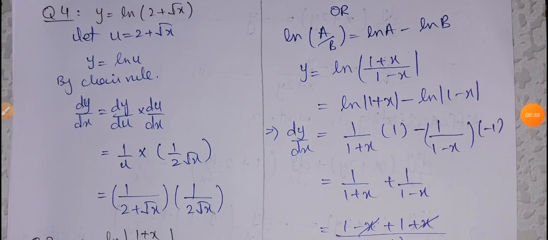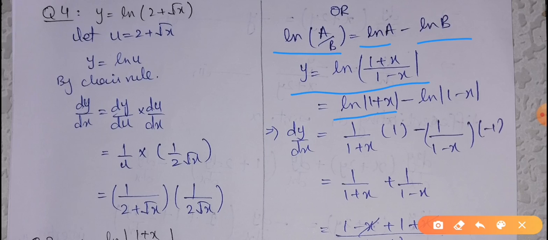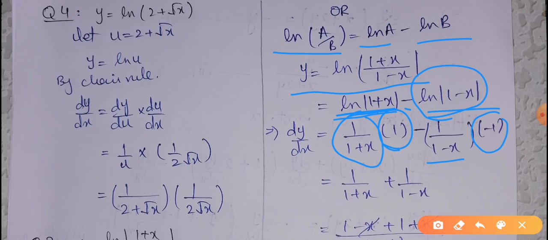We can solve the same question by using a property of ln, that ln of a over b is equal to ln of a minus ln of b. So we know that y is given to be ln of 1 plus x over 1 minus x, so we can write it as ln of 1 plus x minus ln of 1 minus x. Now the derivative is quite simple and easy. The derivative of ln of 1 plus x is going to be 1 over 1 plus x into the derivative of 1 plus x, that is 1, minus, as it is, the derivative of ln of 1 minus x, which is 1 over 1 minus x into the derivative of 1 minus x, which is minus 1.